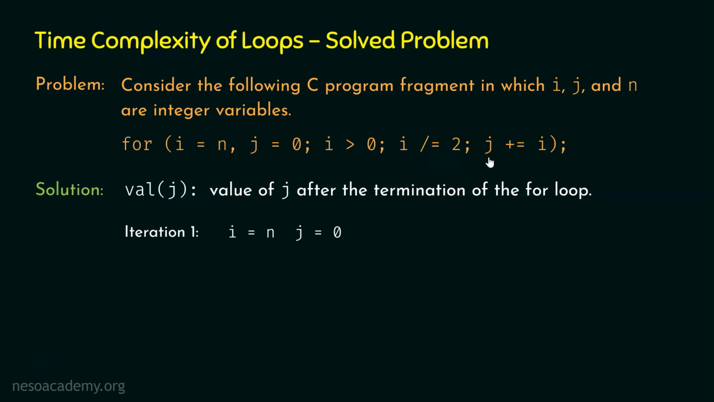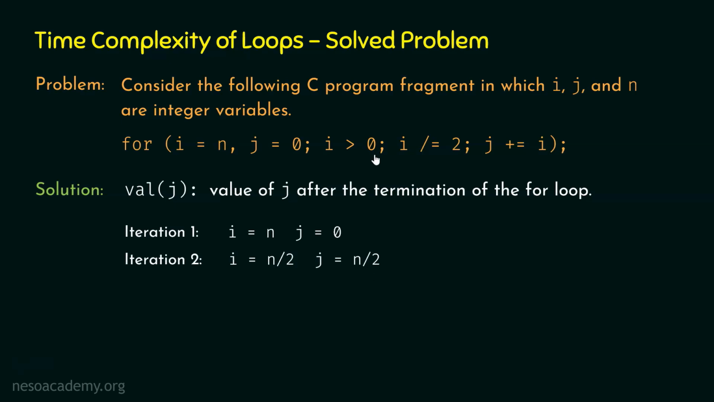And then j is updated to j plus i. The current value of j is 0 and the current value of i is n by 2. Remember, because of this statement, i is now holding the value n by 2. So after execution of this statement, the value of j will be n by 2, because 0 plus n by 2 is n by 2. So in iteration number 2, the value of i is n by 2 and the value of j is also n by 2. Now what happens after this?